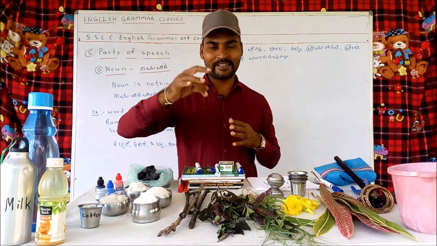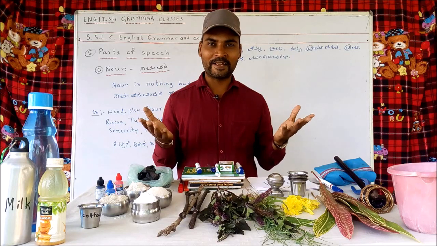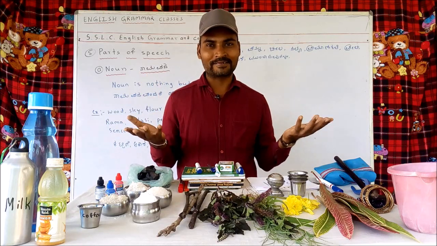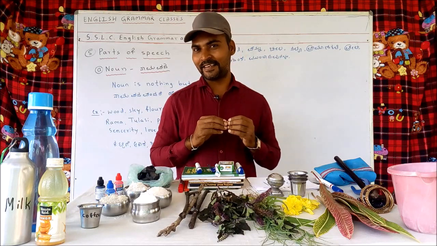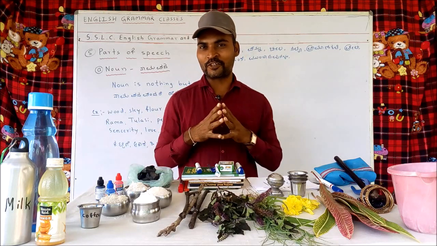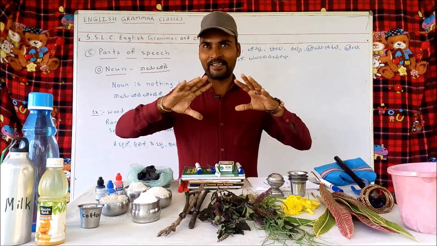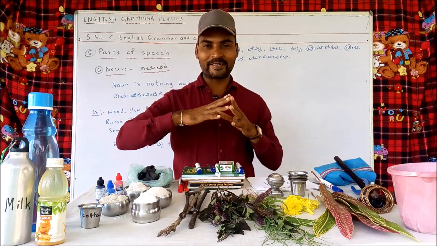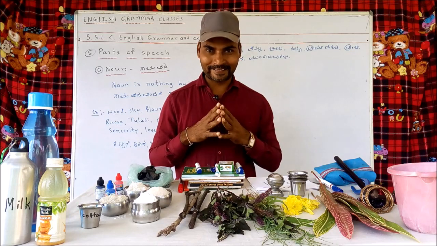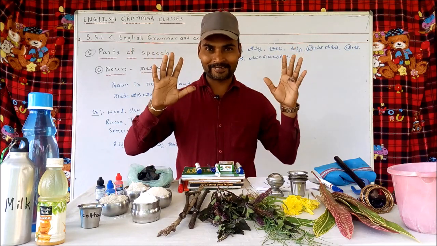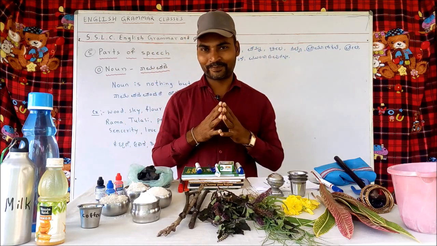So you find so many things in nature. They all have names. That is what a noun is. Very simple. Some things in nature don't have a concrete shape. They don't have any touch, any smell, and they don't have any taste. So they are abstract. We can just imagine them.